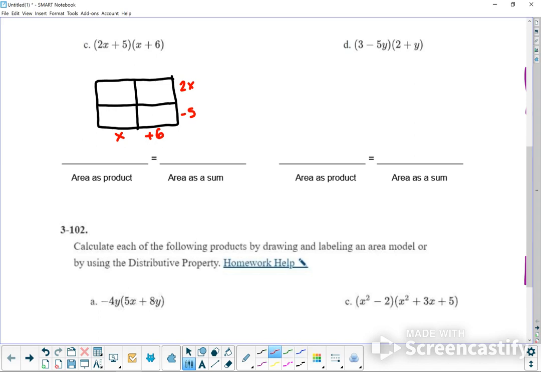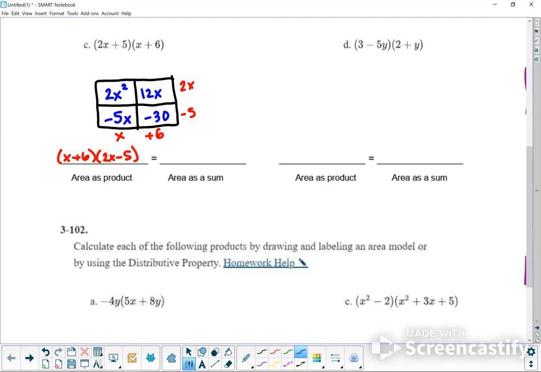So I already know my area as a product. It's the x plus 6 multiplied by 2x minus 5. Now to figure out your answer for the inside, you have to do the area model and do the multiplication. So 2x times 6 is going to be 12x. And then 6 and negative 5 is going to give you negative 30. And then on the other side, 2x times x is going to be 2x to the second power. And then negative 5 times x is negative 5x.